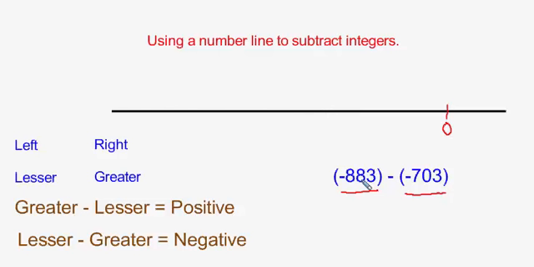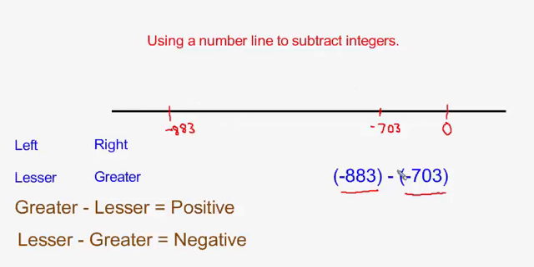Negative 883 is 883 units to the left of 0 since it's negative, so I will put that here. Negative 703 is also to the left of 0, but since 703 units from 0 isn't as far as 883, I will put it closer to 0 so that it's not so far away. I have to do the problem not to scale to leave myself enough room to write when describing how to do the problem.